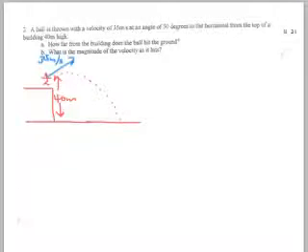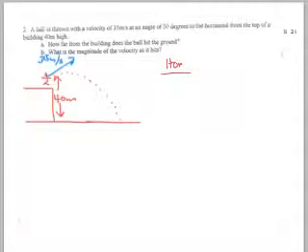Projectile motion example 3. Here's my little diagram of the situation. We're assuming that the projection point is 40 meters above the ground. We're ignoring the height of the person. And once again, we're going to split the problem into components, the horizontal.